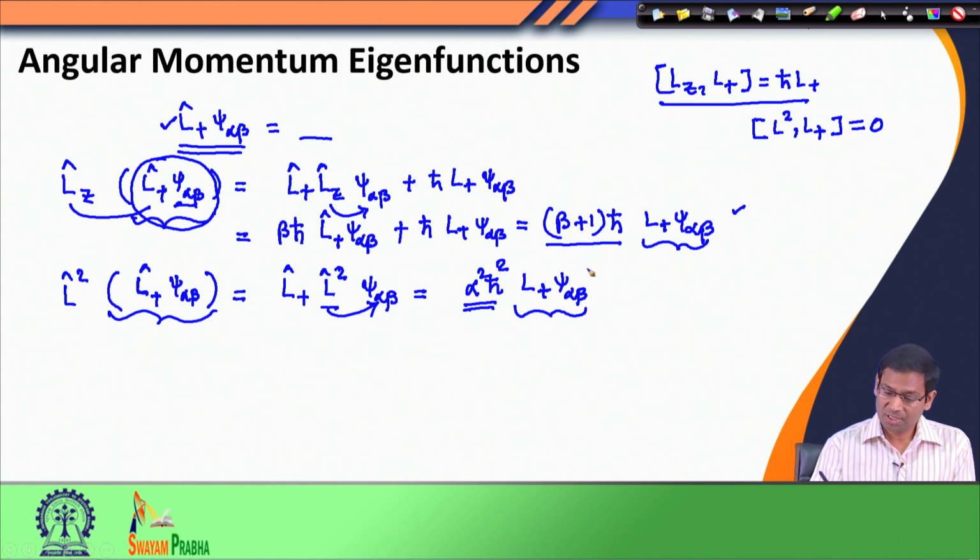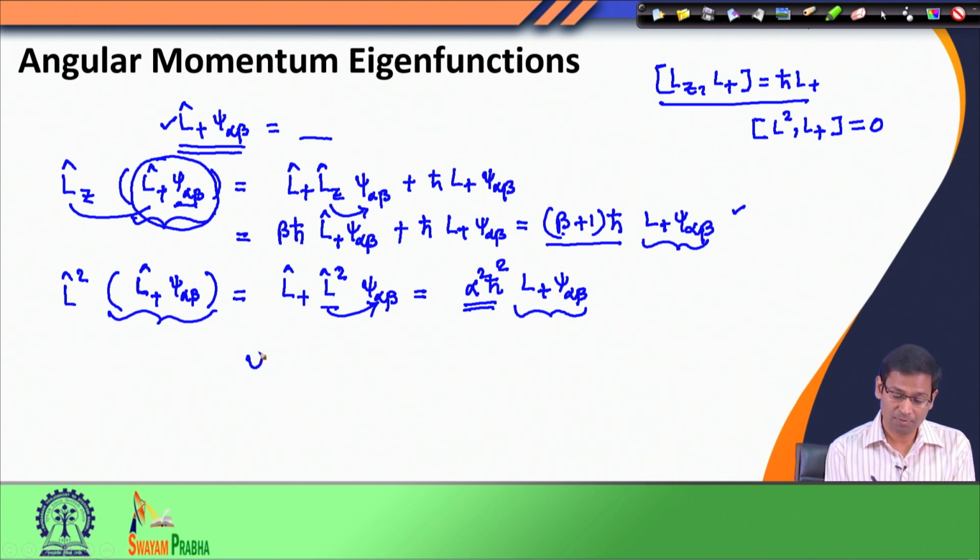One thing that you would notice is that for this particular function L plus psi alpha beta, when I apply the Lz operator, the eigenvalue is simply beta plus 1. So, the beta index increases by 1, whereas the alpha index remains as it is.